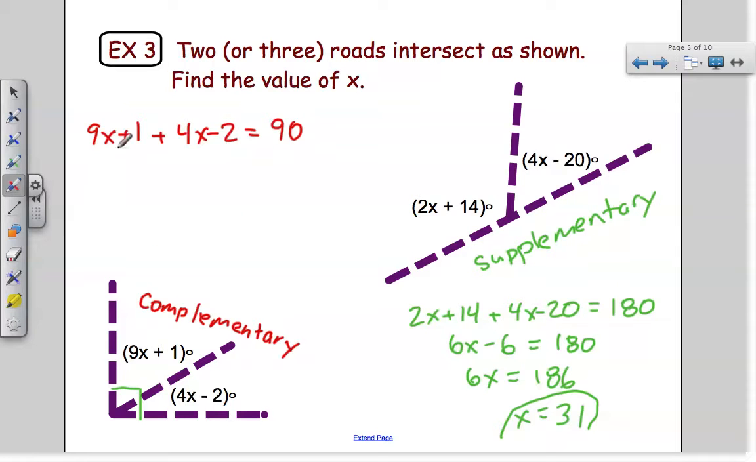Again, do the algebra, combine like terms. 9x and 4x is 13x. Plus 1 minus 2 would be minus 1. That equals 90. 13x equals 91, adding 1 on both sides. And then taking my 91 divided by 13, and I get 7.